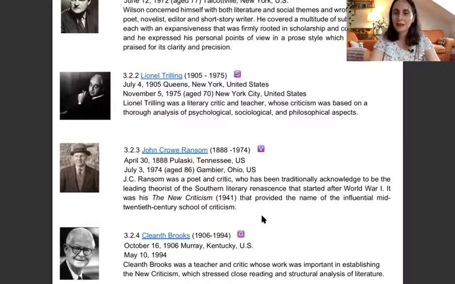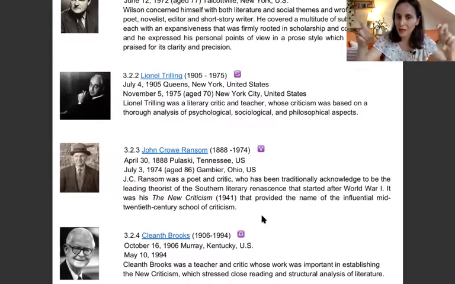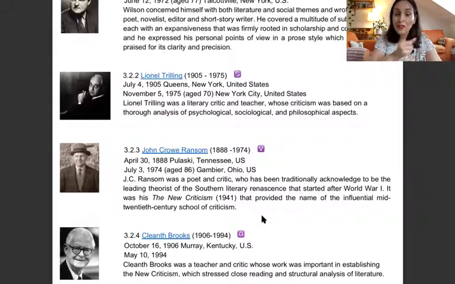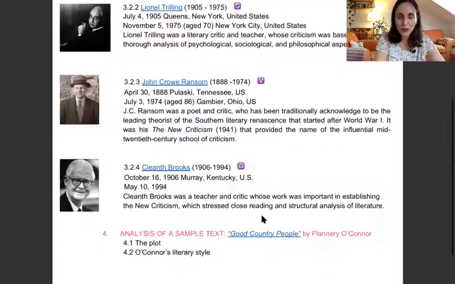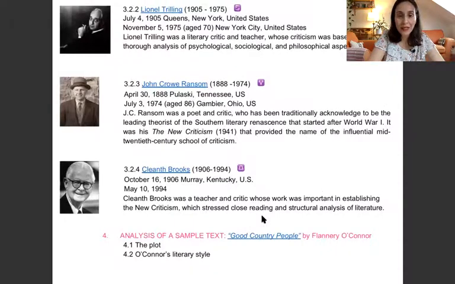It was The New Criticism, 1941, that provided the name of the influential mid-20th century school of criticism. So this man is important for the New Criticism, 1941. Just remember that. And then Cleanth Brooks, this is the last one. He was Libra, and he died in 1994. Cleanth Brooks was a teacher and critic whose work was important in establishing the New Criticism, which stressed close reading and structural analysis of literature.